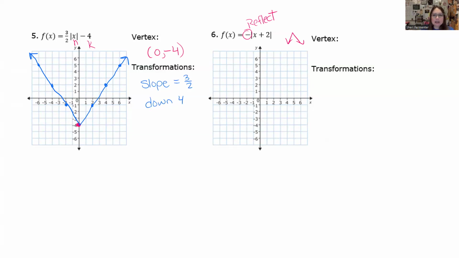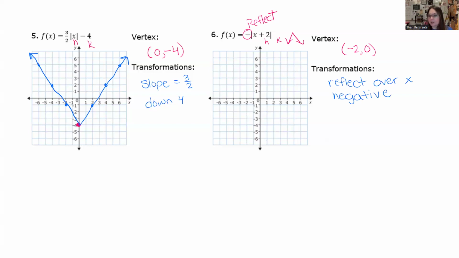All right, I need to identify H and K. H and then K. What is my vertex going to be? -2, 0. There's nothing written in the K spot. It is a 0. My transformations, I am going to reflect. Specifically over X, I'm going to reflect over X. Or another way you could say that is that the graph is negative.